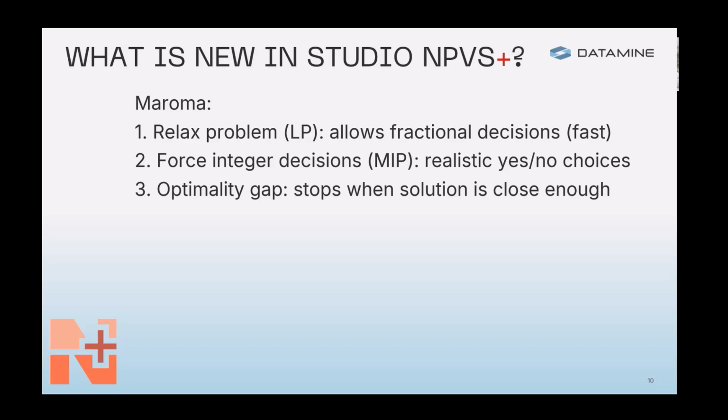Once we have that fast and relaxed solution, the next step is to start forcing those integer decisions. Is it realistic? Is it respecting my constraints, and so on, until it finds a solution that respects your optimality gap. Depending on the optimality gap that you define, the software will stop when the solution is close enough. And as a result, you have a solution that is practical, that is optimal, and that honors and respects all of your constraints simultaneously.